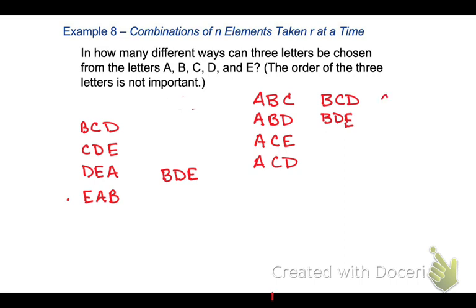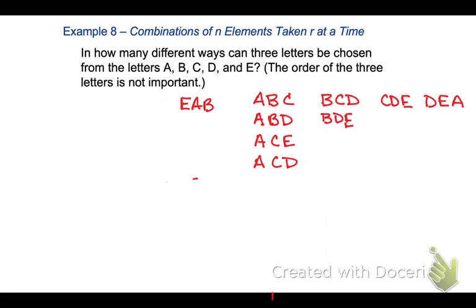And then C, D, and then I have the one E. Okay, is that it? I think so. So we've got 1, 2, 3, 4, 5, 6, 7, 8, 9. We got 9 ways.